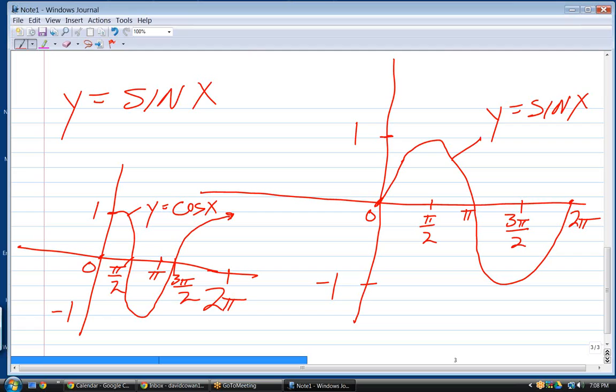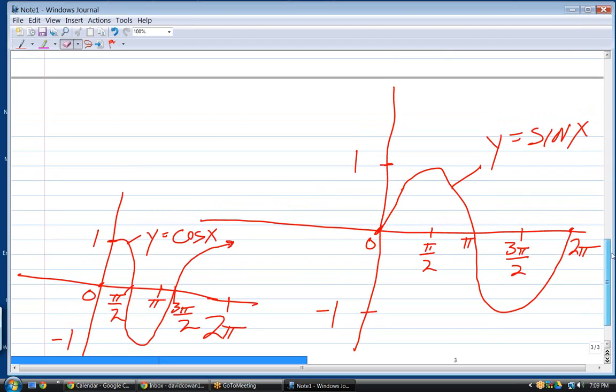And these are the two most fundamental graphs there are for trig. So you want to memorize everything you see on this page, pretty much. Let me erase this part here. Now you want to memorize everything you see. Okay?